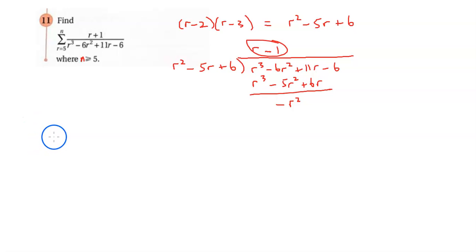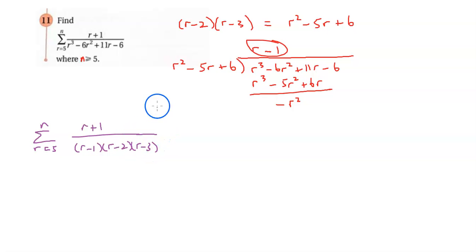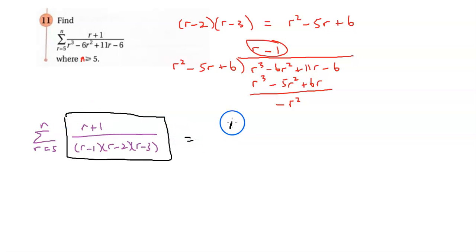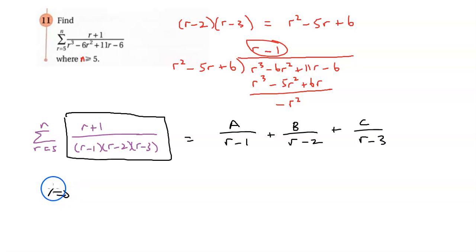This whole thing is actually equal to the sum from r equals 5 to n of (r plus 1) divided by (r minus 1)(r minus 2)(r minus 3). So yes, we would like to write this in terms of partial fractions, and according to the partial fraction decomposition formula, we can write that as a over r minus 1 plus b over r minus 2 plus c over r minus 3.